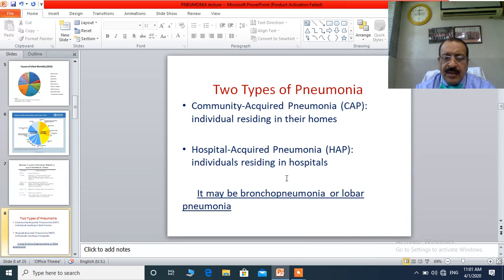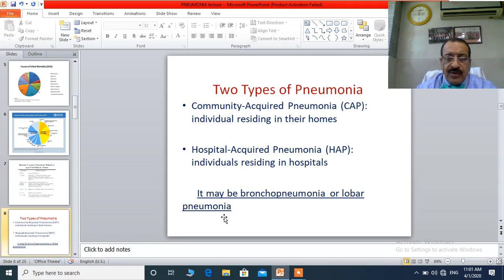Pneumonia may be lobar pneumonia or bronchopneumonia. So this is another way of classifying pneumonia. In bronchopneumonia, there are areas of small patchy consolidation, while in lobar pneumonia, a large segment or a large part of the lobe is involved. It undergoes consolidation and it is known as lobar pneumonia.